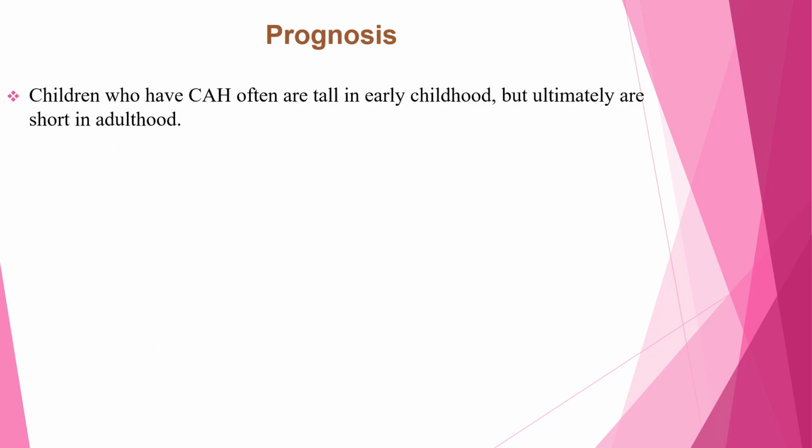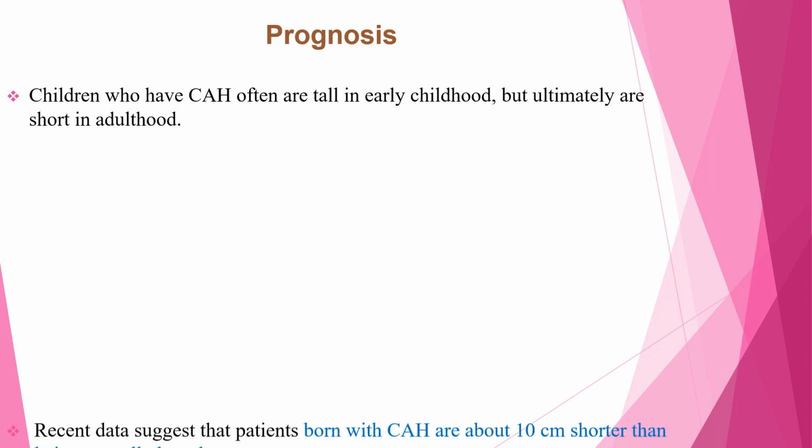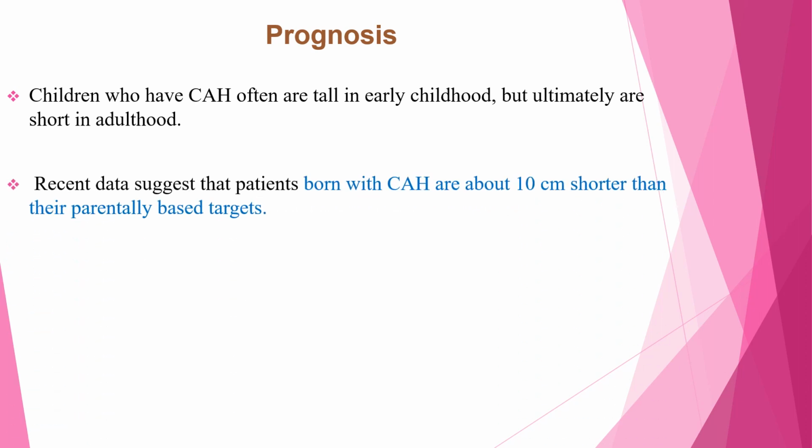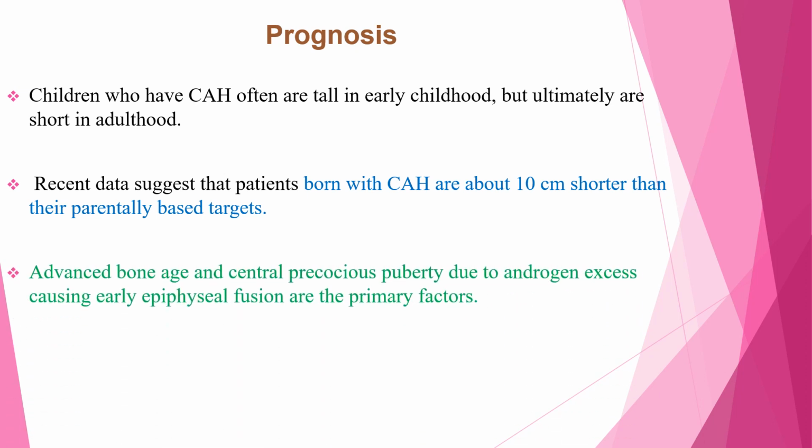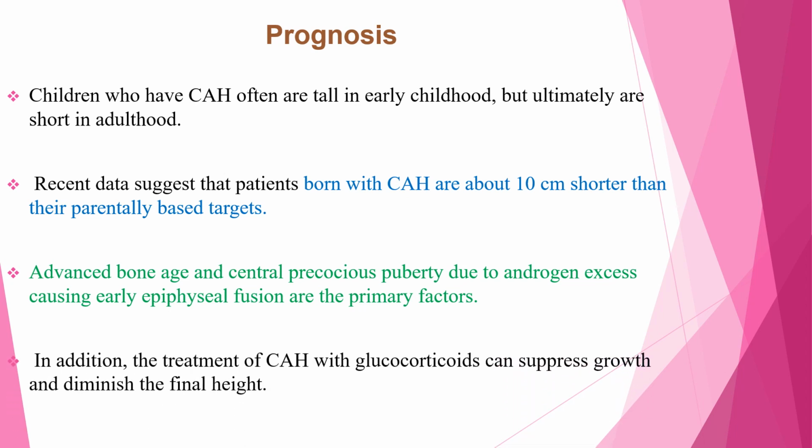When we see the prognosis, children who have congenital adrenal hyperplasia often are tall in early childhood, but due to early closure of the growth plate of the bone, ultimately they are short in adulthood. Recent data suggest that patients born with congenital adrenal hyperplasia due to 21-hydroxylase deficiency are about 10 cm shorter than their parental-based targets. Advanced bone age and central precocious puberty due to androgen excess causing early epiphyseal fusion are the primary factors. In addition, the treatment of congenital adrenal hyperplasia with glucocorticoids can suppress growth and diminish final height.